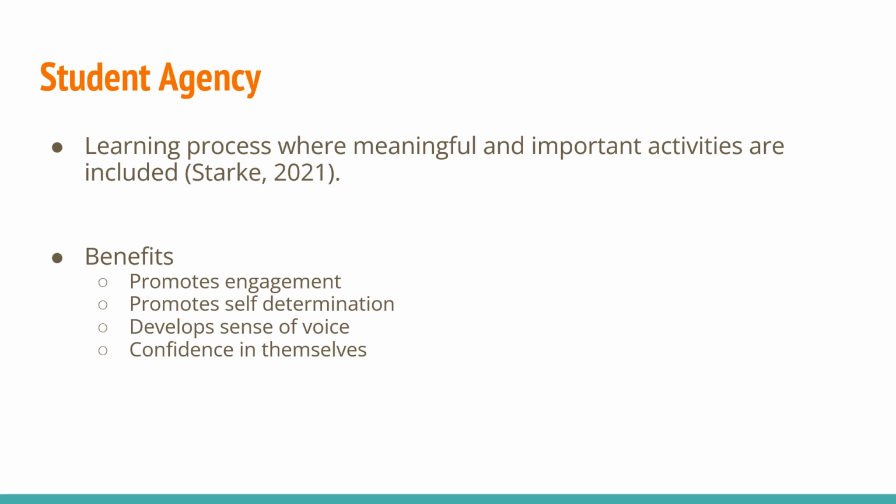Student agency, as I mentioned on the previous slide, is a learning process where meaningful and important activities are included in the English language learning process to make it more impactful. When students find meaning and value in their learning, they're more likely to be engaged. When they are engaged, they are more likely to learn the content faster. Student agency also helps foster an independence in their learning, making them more self-determined to succeed rather than being, quote unquote, forced to succeed.